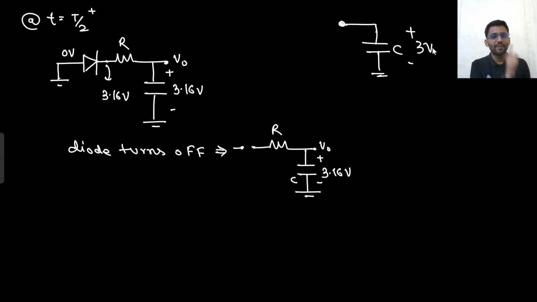What will be the voltage of the capacitor at t equals 10 lakh seconds? After 10,000 years, what will be the capacitor voltage? It will always be 3 volt because it is open ended.